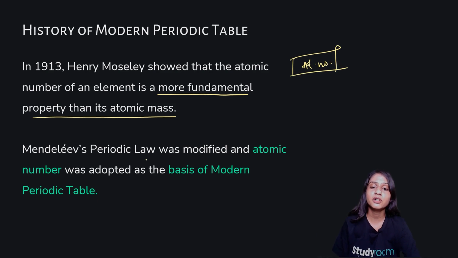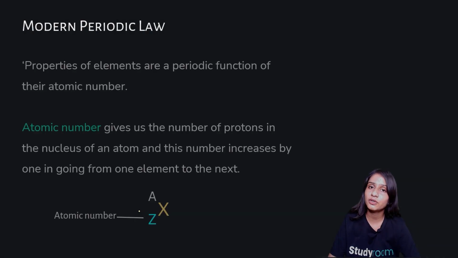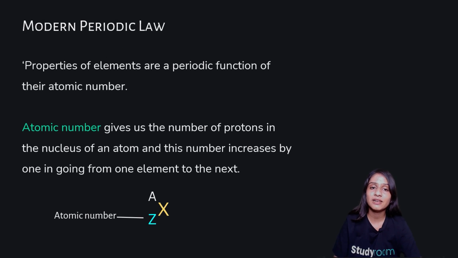So Mendeleev's periodic law was modified and atomic number was adopted as the basis of the modern periodic table. You need to remember this. All right, so modern periodic law: properties of elements are a periodic function of their atomic number. This is very important. Whereas in Mendeleev's, what was that? Properties of elements are a periodic function of their atomic mass.